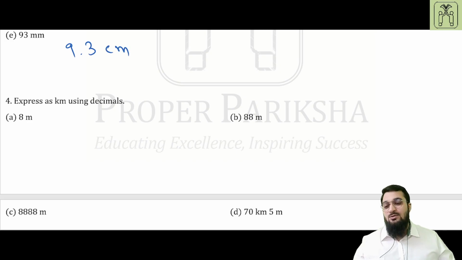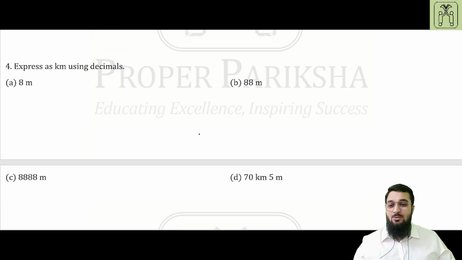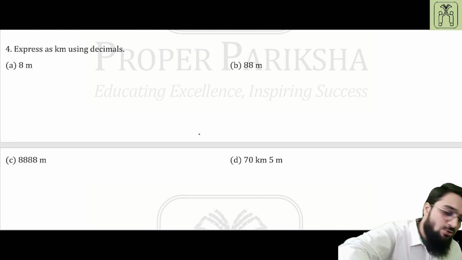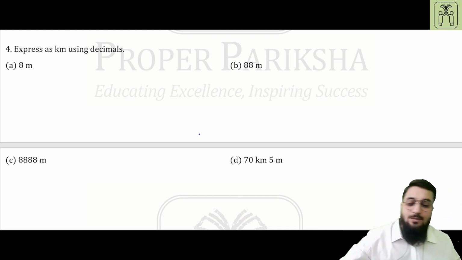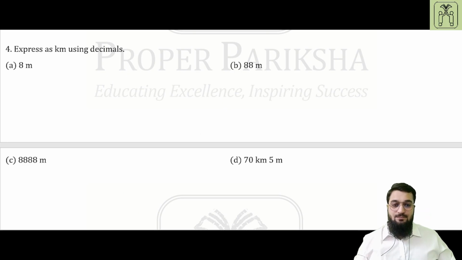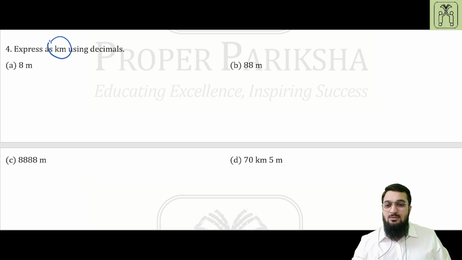So coming to the next question, that is question number 4, express as kilometers using decimals. Again the length part has been used, so we look into that. Okay. So kilometer is the new totality which has been given by the question and meter is the number of parts.